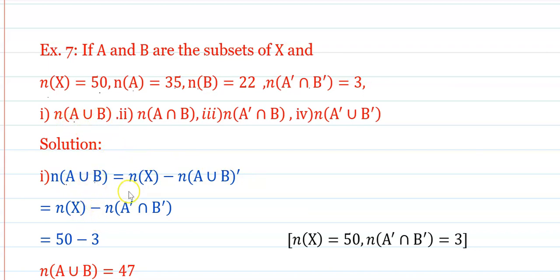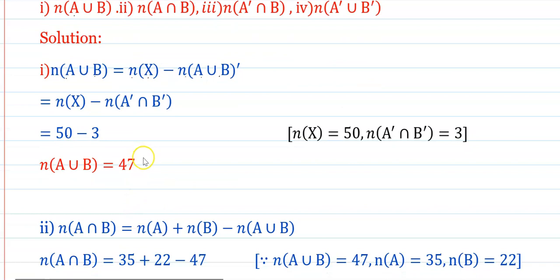n of A union B is equal to n of X minus n of (A union B) complement, and this is the formula. Now substitute n of X is 50, n of A complement intersection B complement, that is equal to 3. Therefore, n of A union B is 47. Okay, these are the formulas. You have to remember all these formulas.